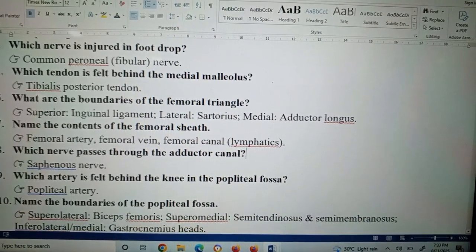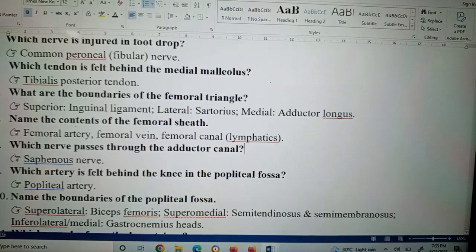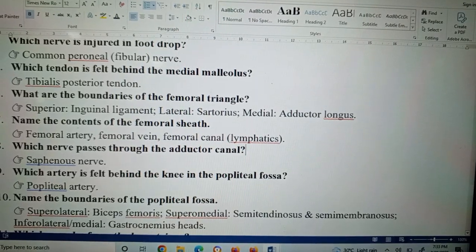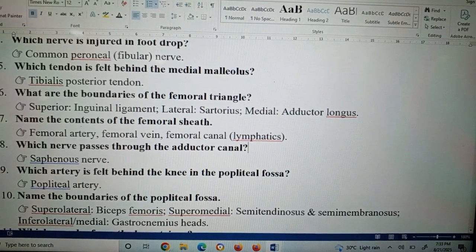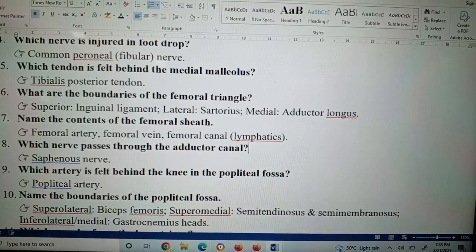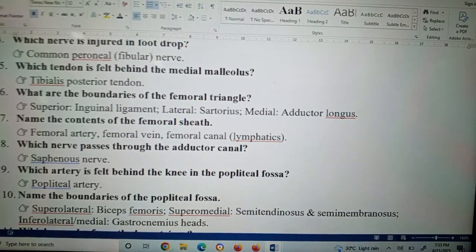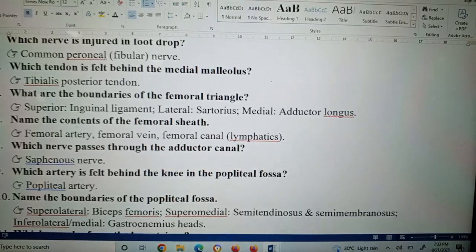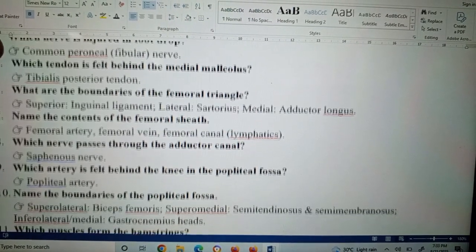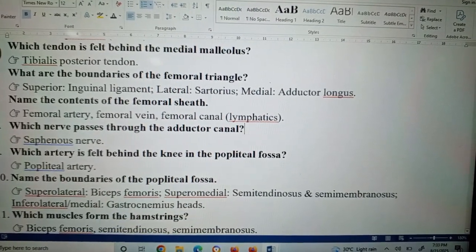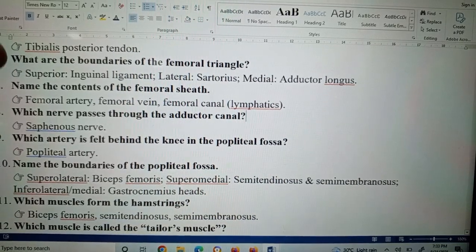What are the boundaries of the femoral triangle? It is a very important question that can be asked to you in the Viva as well as in the SAQ. Superior boundary by inguinal ligament, lateral by sartorius, and medial by adductor longus. What are the contents of the femoral sheath? Femoral artery, vein and canal, lymphatics.